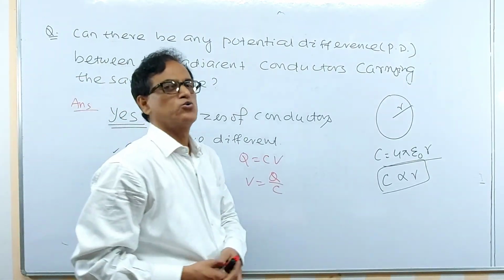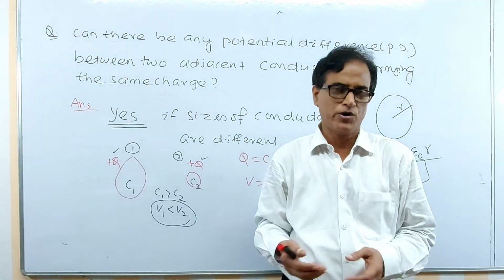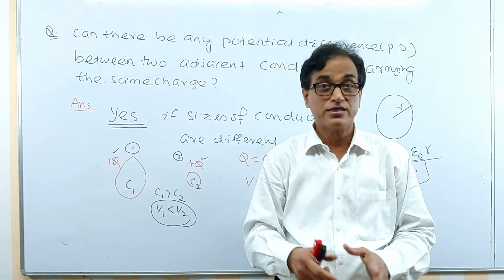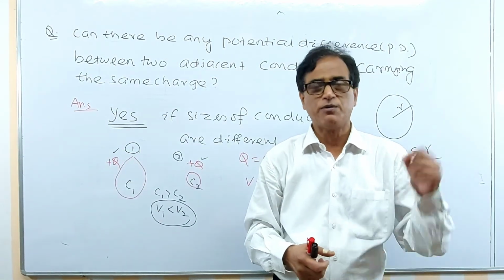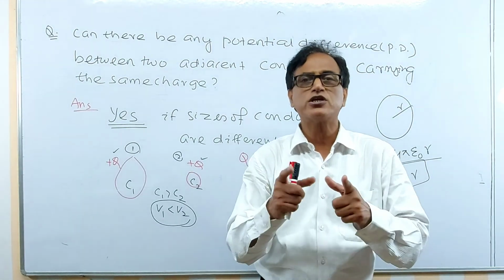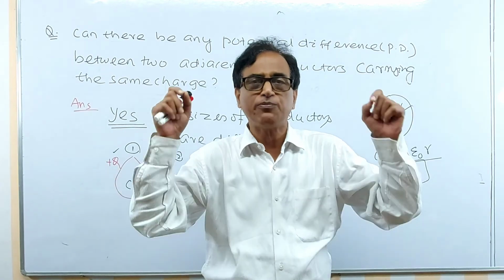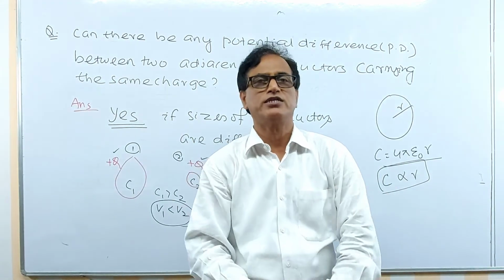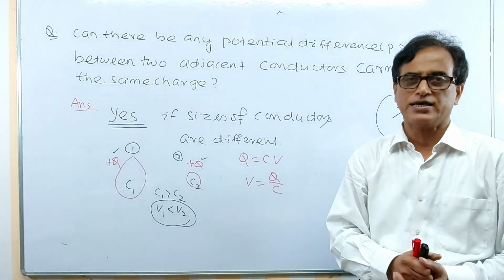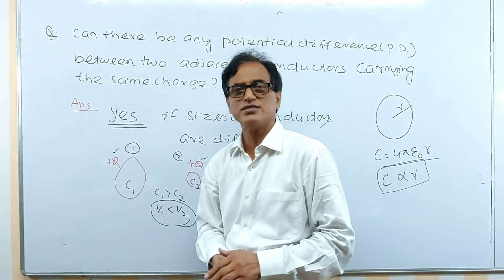The question says two bodies have the same charge. If the bodies are different in size, then capacitance will be different. If capacitance is different, then potential will be different. If potential is different, then there exists a potential difference, though both bodies have the same charge. That's a very important conceptual question.